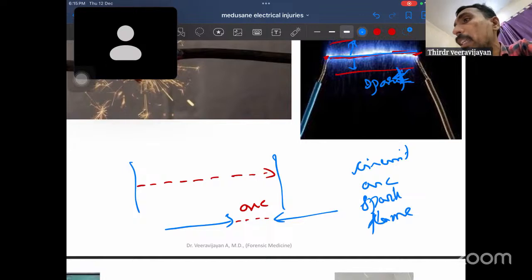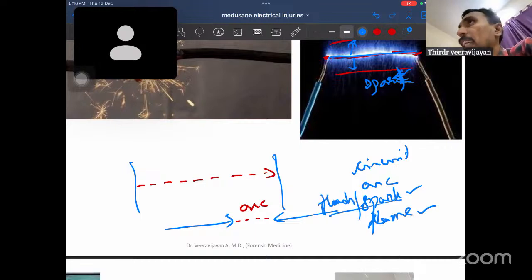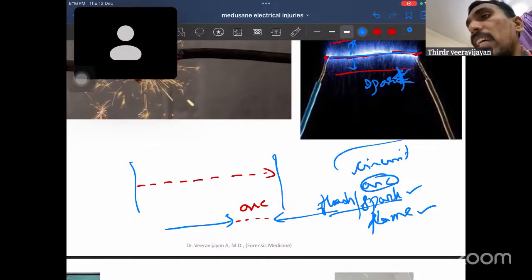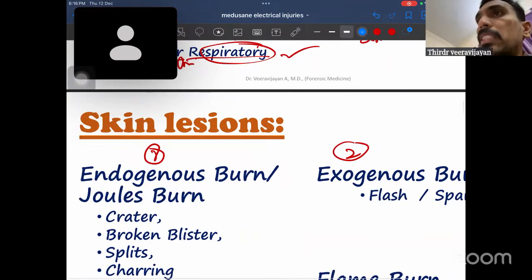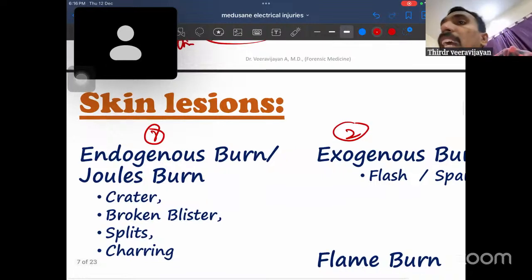Flame is nothing but the burns that is due to the ignition of combustible materials such as cloths. That is flame. Spark or arc, without contact, the electrons will move from one electrode to another. That is electrical arc. Circuit is the normal thing. Now, comes to the skin lesion, the burns are two types. One is endogenous and exogenous burn.